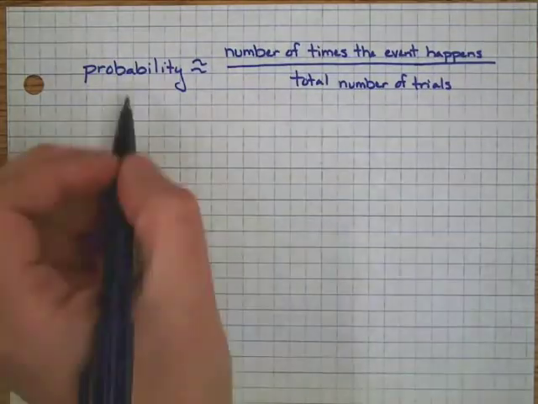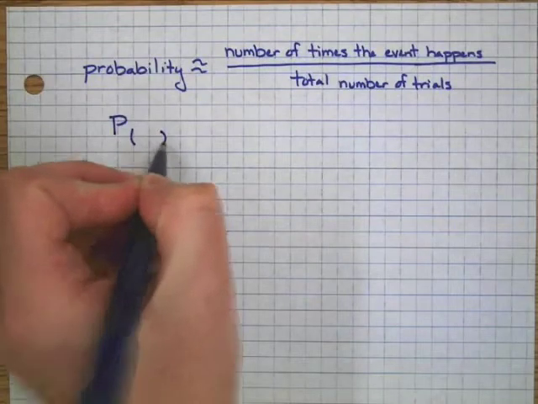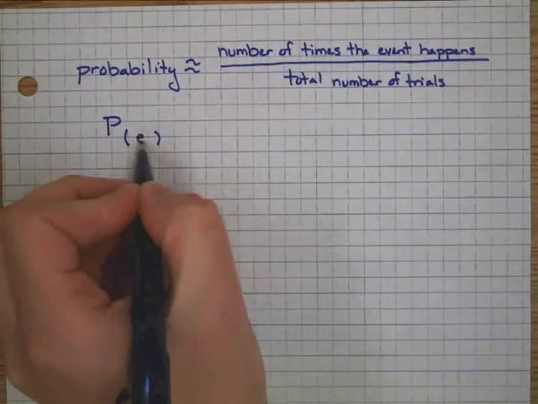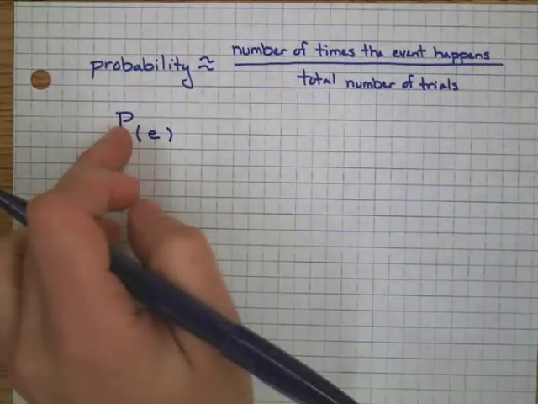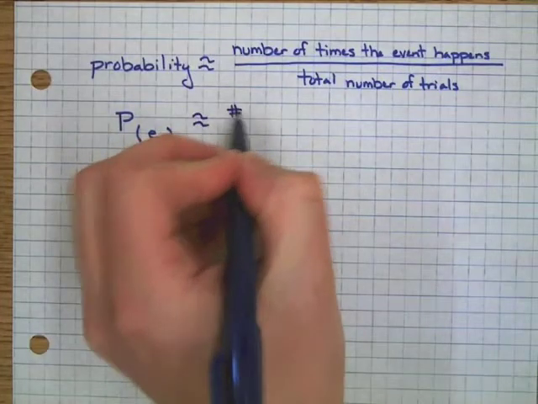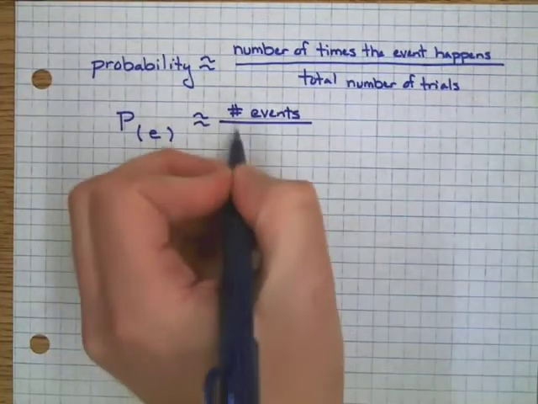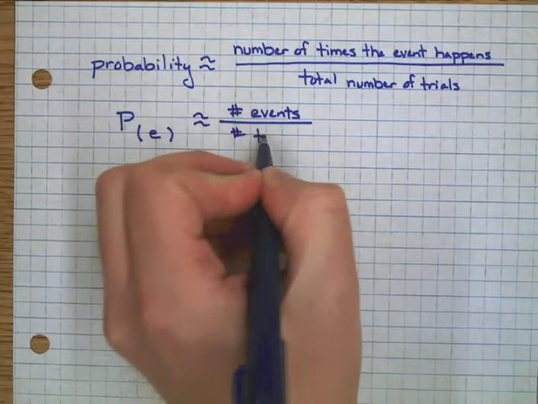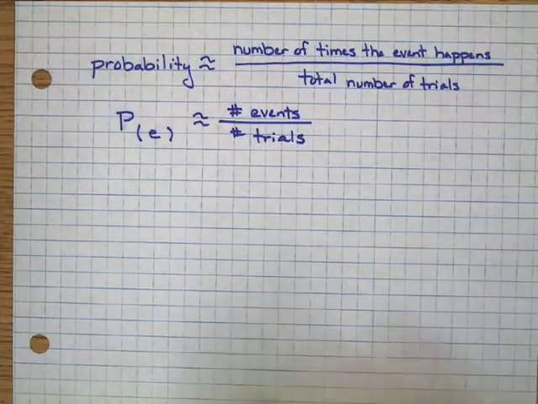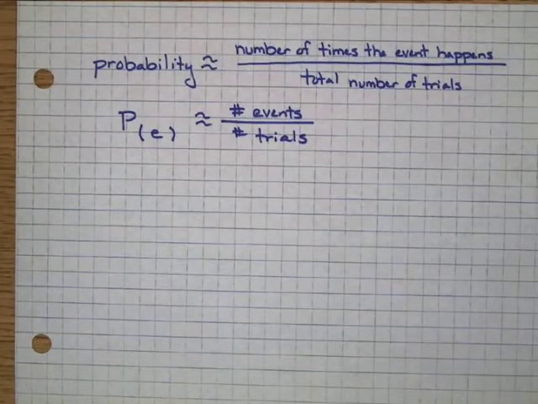You can also write probability as a large P, and then there'll be parentheses, oftentimes indicating what you're taking the probability of, so some event. So we could say the probability of some event E is approximately the number of events out of the number of trials. You'll see it show up this way when you're writing things oftentimes in mathematics. So let's take a look at an example here.